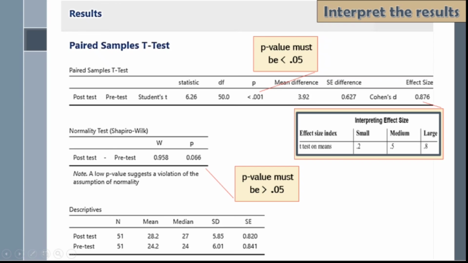For the descriptive statistics, you should report the values for mean and SD, or standard deviation.